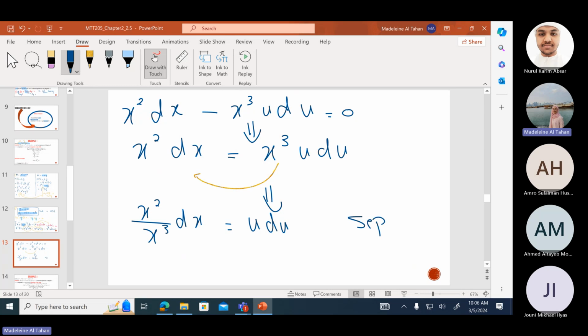Is it separable? Is it separable or not? Were we able to separate x and dx on one side and u and du on another side? Okay. Now, can we write this one as u du equal dx over x? This is the simplest form, right? Can we integrate that? We got this variable, we write it in its simplest form, and then what do we do? We integrate.